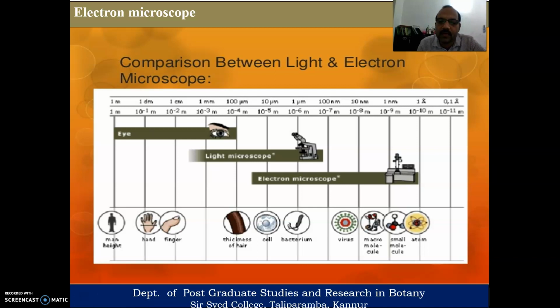So the electron microscope is the most important microscope which can help to observe particles from less than 10 micrometer down to 1 nanometer. That is why one of the most important branches has evolved, called nanotechnology. So nanotechnology is an important contribution of the electron microscope.